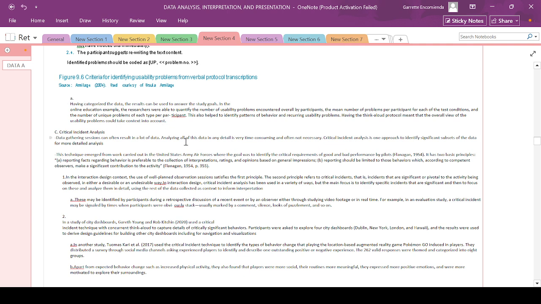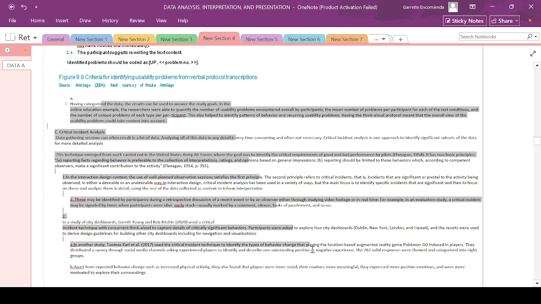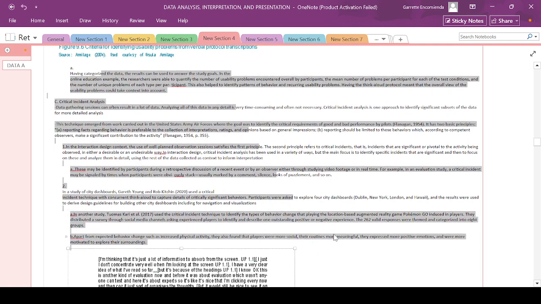So having categorized the data, the results can be used to answer the study goals in the online education example. The researchers were able to quantify the number of usability problems encountered overall by participants, the mean number of problems per participant for each of the text conditions, and the number of unique problems of each type per participant. This also helped to identify patterns of behavior and recurring usability problems. Having the think aloud protocol means that the overall view of the usability problems could take context into account.